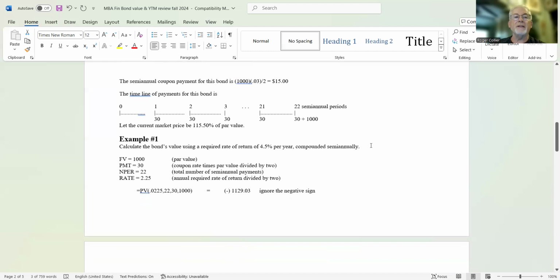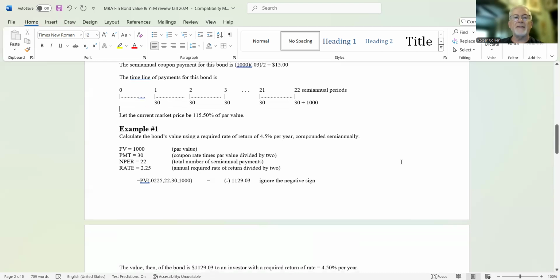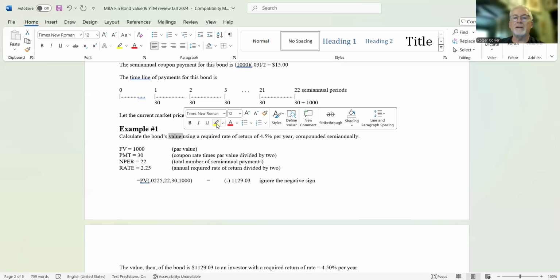All right, so given this bond, here's our timeline. There are 22 semi-annual periods. Number of periods is 22. The amount of the coupon payment is 30 plus that 1,000 at maturity. All right, so let's find the value. Let's find the bond's value.